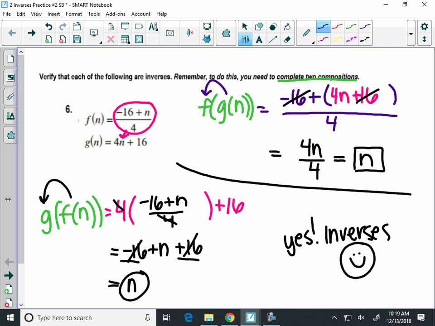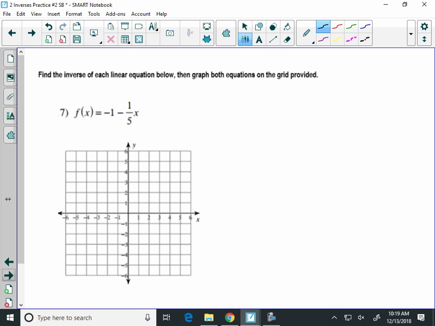All right, number 7. Find the inverse of each function and then graph both equations. Well, let's start with graphing this equation that we're given, and then we'll find the inverse. This first equation is starting at negative 1. B is negative 1. And our slope is negative 1 over 5. So that means you go down 1, right 5. And let's go up the other direction as well here. So that equation, let's see, go from here to here. There we go. That's our equation of the line.